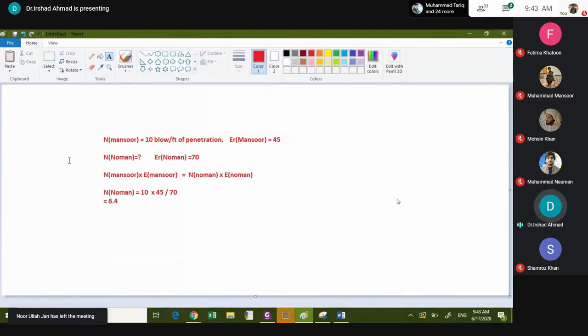So this is how you can convert from one energy ratio to another energy ratio. Right? Understand?